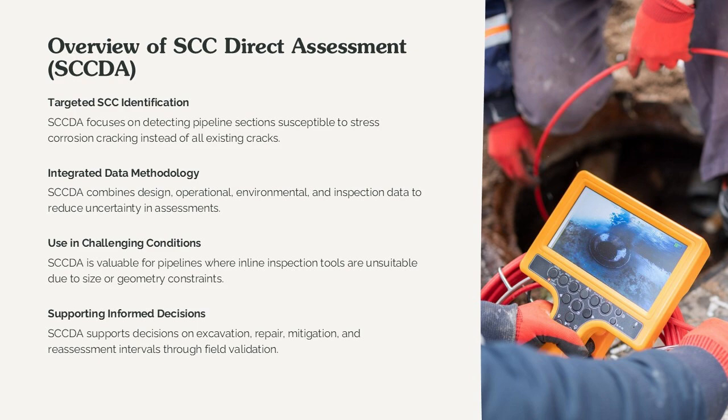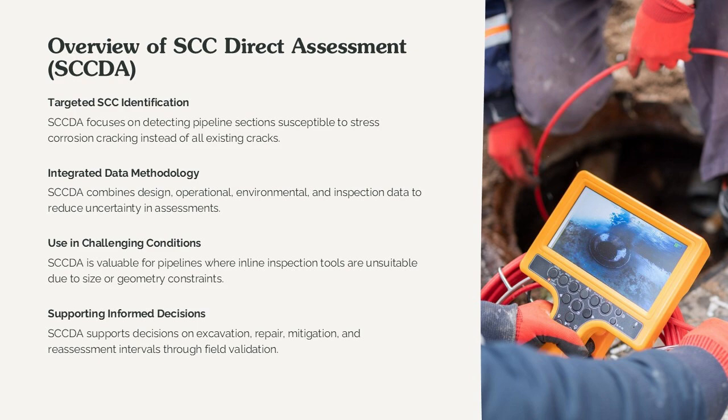SCC Direct Assessment is a formalized integrity assessment process specifically designed to address the unique characteristics of stress corrosion cracking. Unlike general corrosion direct assessment, SCCDA focuses on identifying pipeline segments that are susceptible to SCC rather than attempting to find all existing cracks. The methodology integrates multiple data sources, including design information, operating conditions, environmental factors, and inspection results, to systematically reduce uncertainty.